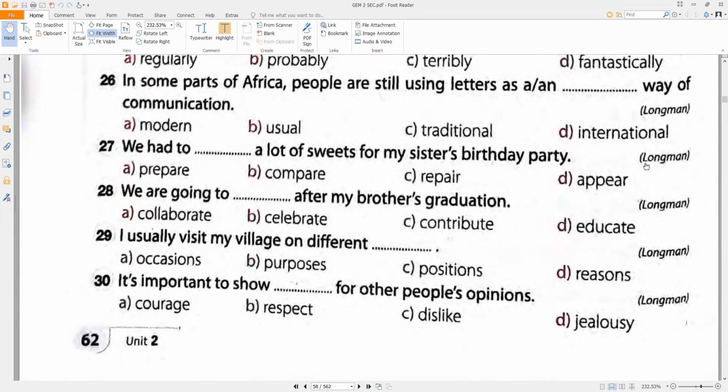Number 29. I usually visit my village on different occasions, purposes, positions, reasons. On different occasions. Yeah. Number 30. It's important to show respect for other people's opinions. Courage, respect, dislike, jealousy. Yeah, yeah.